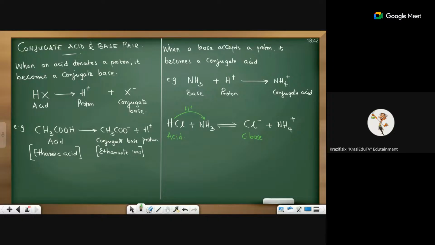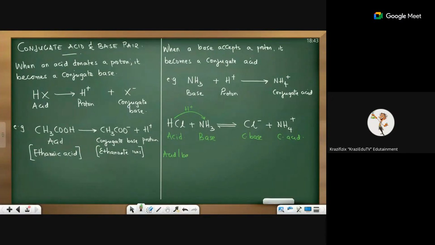NH3 did receive the proton. So that means it is what? A base. But when a base accepts a proton, it becomes... So NH3 received that proton and became NH4 plus. So that is a conjugate what? Acid. So what is my acid base pair?